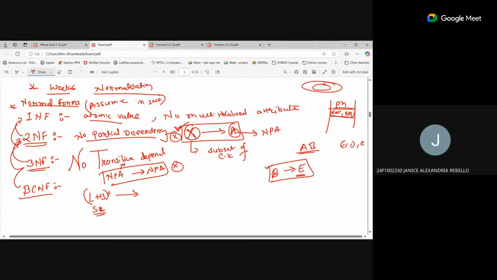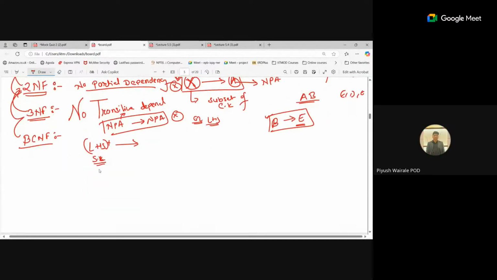In 3NF also the left side should be a super key, isn't it? So anyway, if it is in BCNF, it means it will be in 3NF as well, since the left-hand side is a super key. What about 4NF? So how is 3NF different from BCNF?